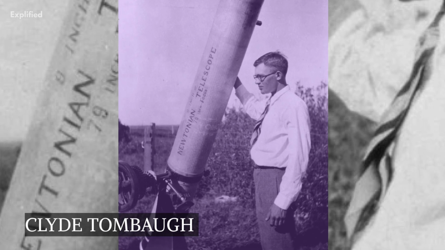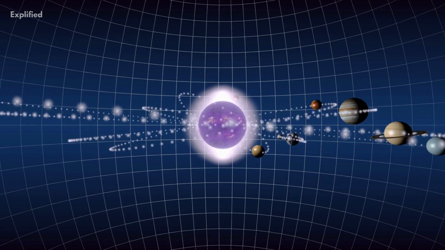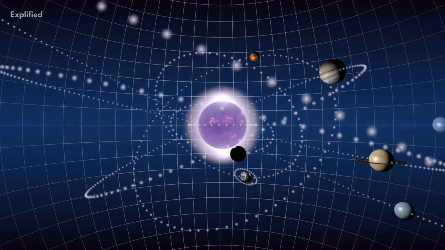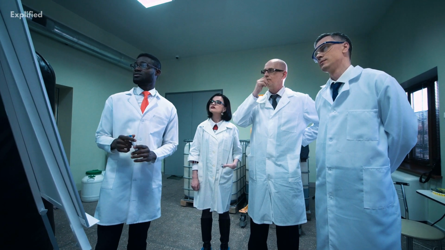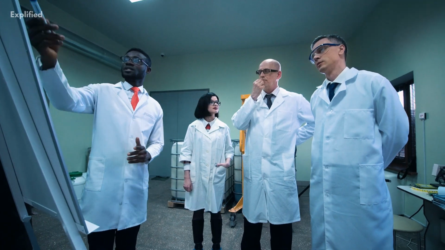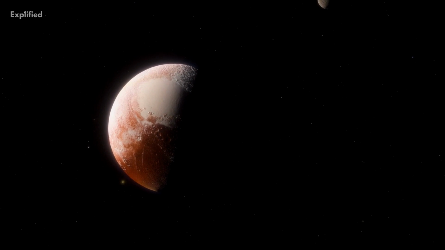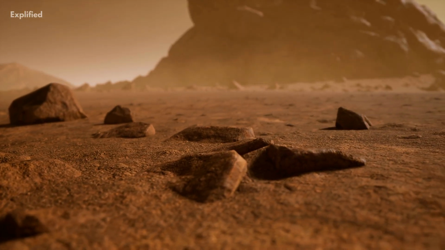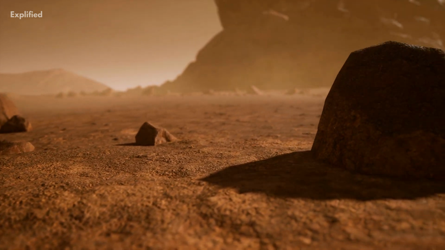Clyde Tombaugh, on February 18, 1930, discovered Pluto. It was considered the 9th planet of our solar system until the discovery of Eris. Due to its similar size, scientists debated whether it can be called a planet. Later it was redesignated as a dwarf planet. The surface of this dwarf is mainly composed of craters, mountains, valleys, and plains. Temperatures are between negative 226 and negative 240 degrees Celsius.